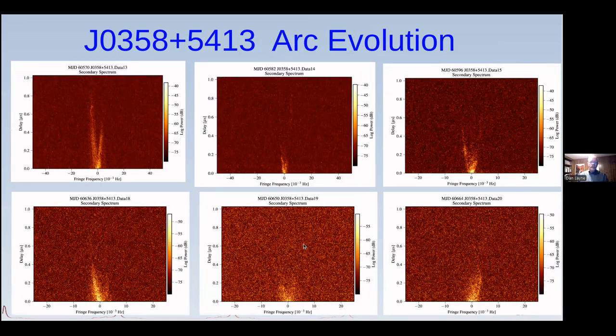This just shows arc evolution. The top 3 are data 13, 14, and 15, each 2 weeks apart, just showing how it changes over time. The bottom 3 are 18, 19, and 20, again roughly 2 weeks apart. Here it was dominated on the left, then in the middle, and now it's dominated on the right. So there are significant changes as the pulsar moves, and as the clouds of gas move around.